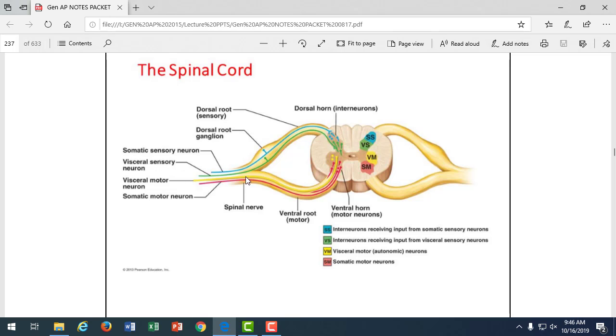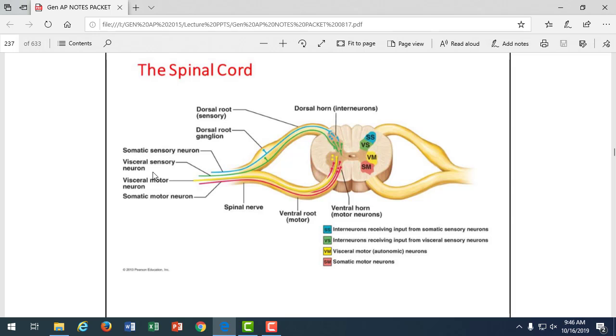So where did this information come from with the sensory? It came from a sensory receptor. Something out in the peripheral nervous system, some organ out there that has sensory receptors attached to it. We have sensory receptors in our skin, and those are specialized dendrites, right? Aren't dendrites the receiving part of a neuron?